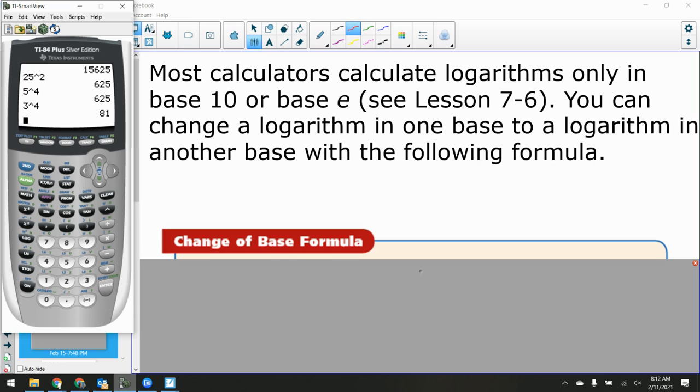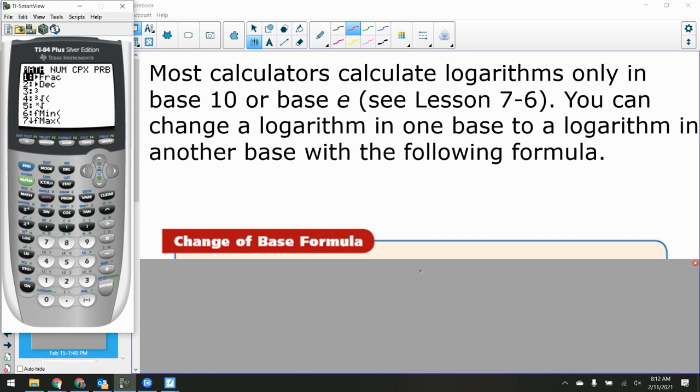My calculator will only ever do those two log bases. It doesn't have the option of changing the base. However, your new fancy-dancy calculators will change the base. Let me show you something here.